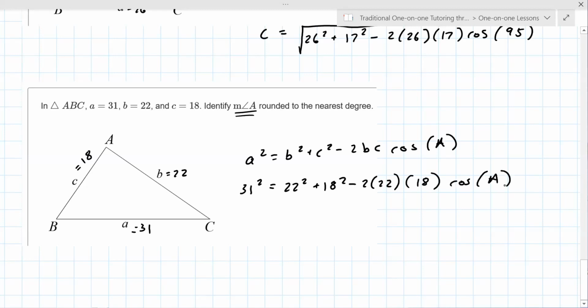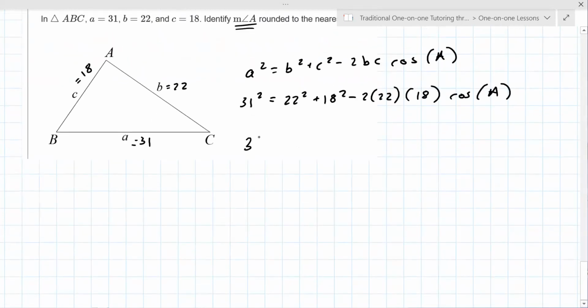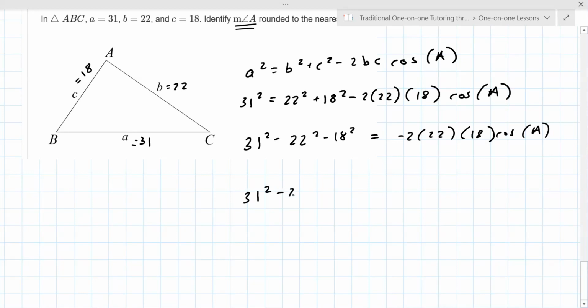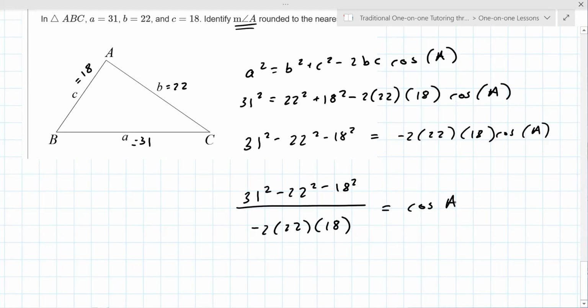Now, this is kind of a loaded thing to solve for. We're trying to solve for big A over here on the right. So the first thing you have to do is undo the 22 squared and the 18 squared. You do that by subtracting. Now just follow along here. Is that step clear? I just moved those to the other side. Okay, so the next thing is you're actually going to undo this out in front because it's multiplying, so you divide it. So you get 31 squared minus 22 squared minus 18 squared over negative 2 times 22 times 18 equals cosine A. Did you follow that?